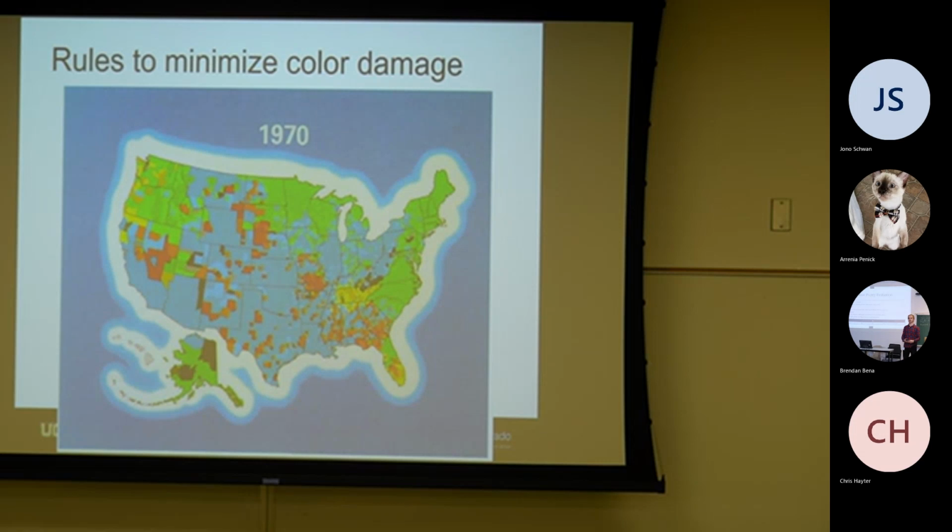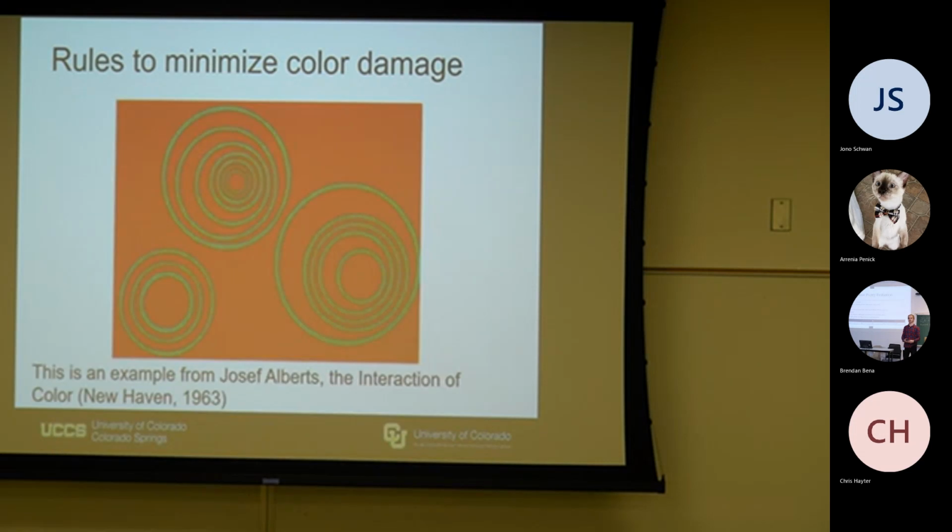Let's see another example. Here's another one. This is an example from Josef Albers in his book, I think, The Interaction of Color. One thing to note is the afterimage and vibration resulting from these strong colors that you see in here, placed on top of each other.